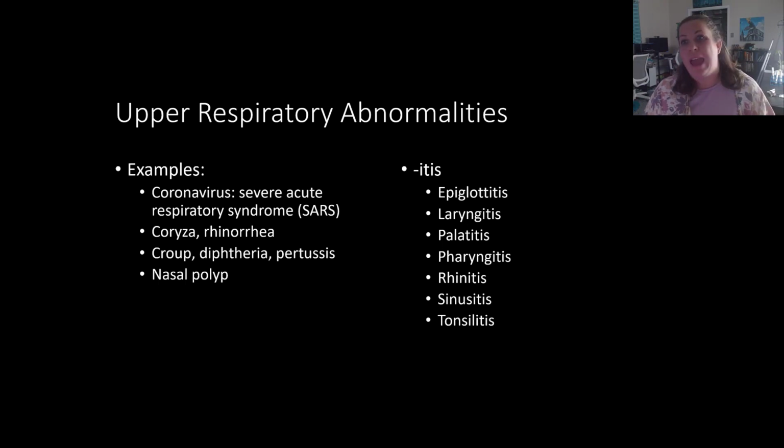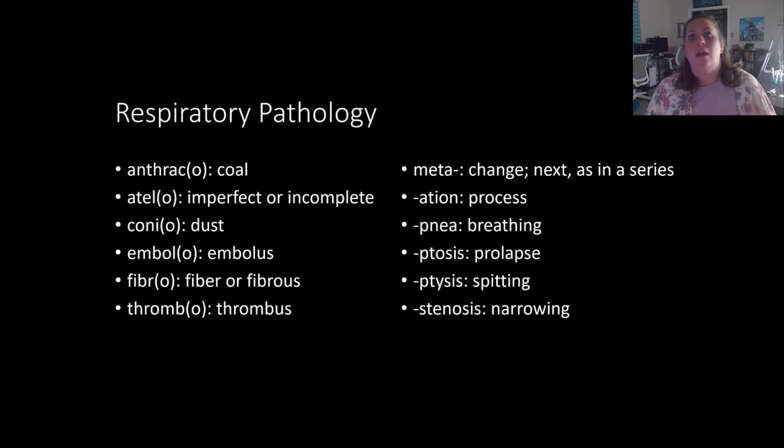Now, remember, if we add itis to the end of any word, it means inflammation. So epiglottitis means that the epiglottis is inflamed. Laryngitis is the larynx. Palatinitis is the top of your mouth. Pharyngitis is the throat. Rhinitis is the nose. Sinusitis is your sinuses. And tonsillitis is the tonsils. But remember, itis means inflammation. All right, so again, some respiratory pathology is located in here.